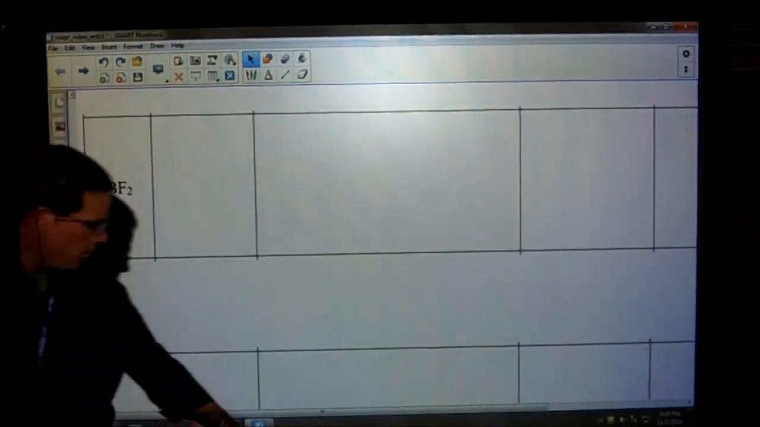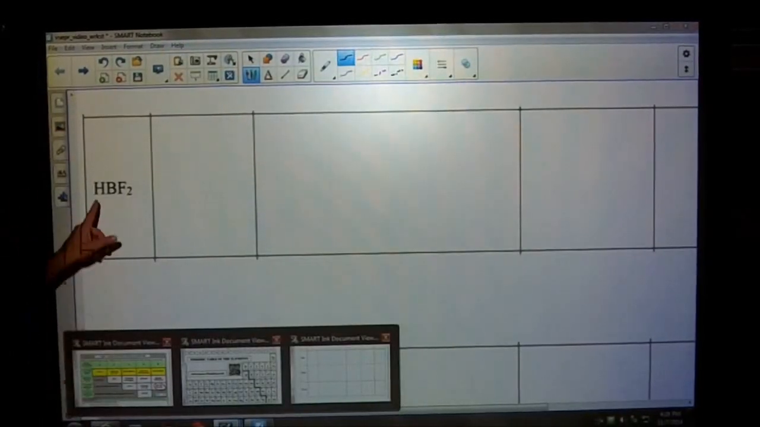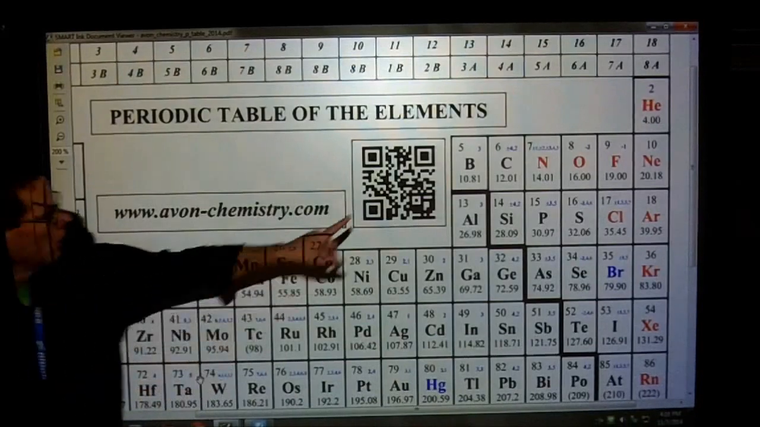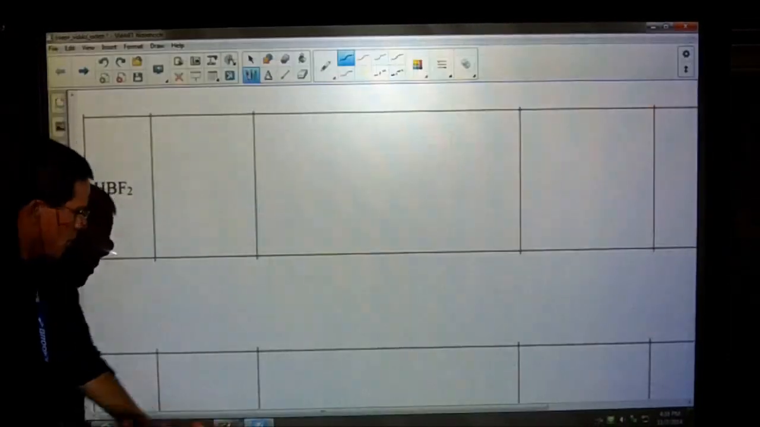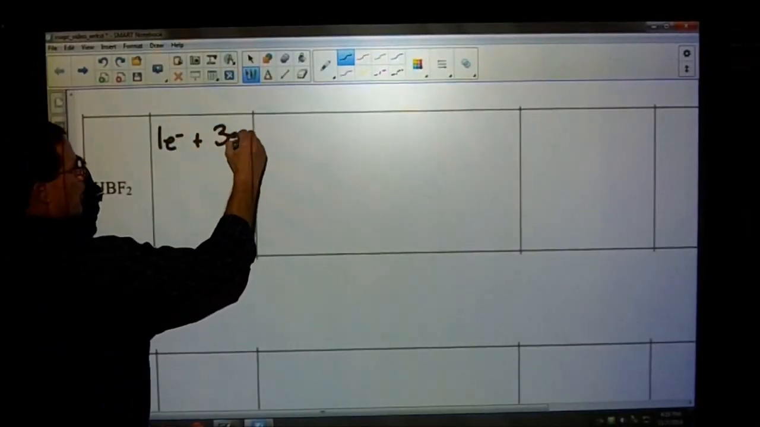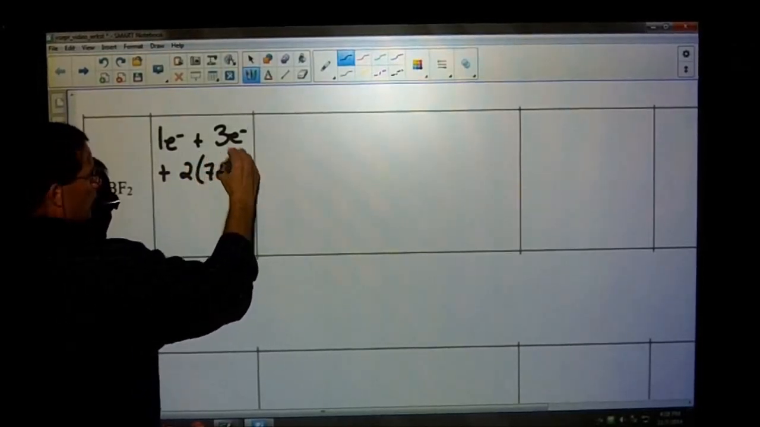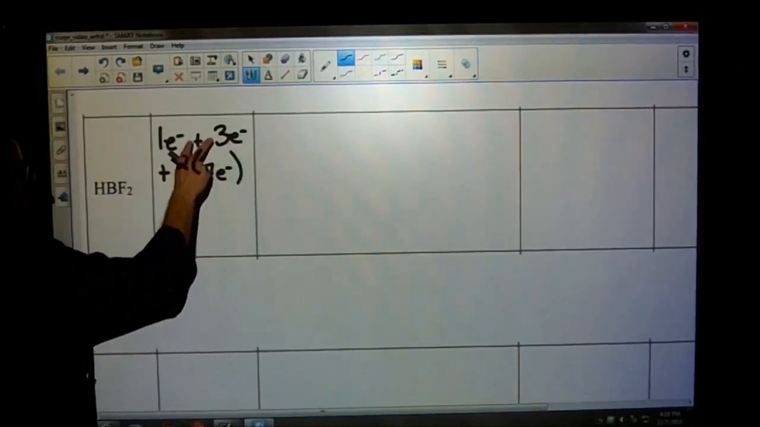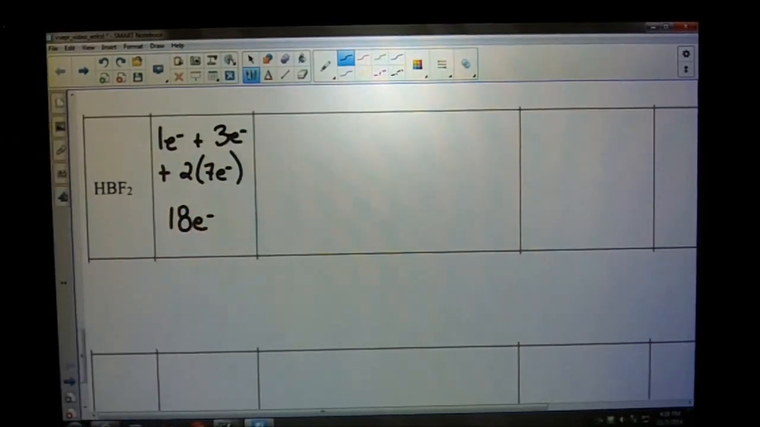HBF2. Oh, there's boron again. All right, so let's get our numbers first. We have hydrogen, which is 1, boron, 3, fluorine, 7. So we can get our numbers: hydrogen, 1 electron, plus 3 electrons, plus 2 times 7 electrons. So now we have 14 plus 4, which is 18 electrons, which is kind of interesting.